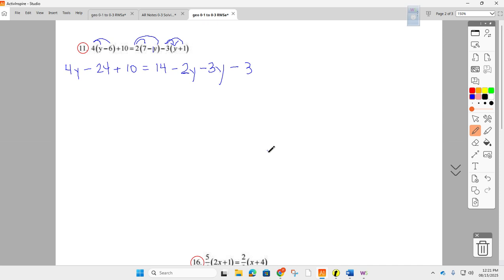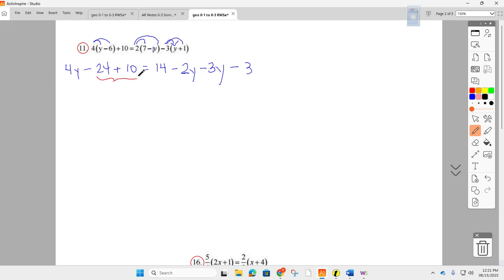Any questions? 4y minus 24 plus 10 equals 14 minus 2 minus 3y. All right, now we're checking that I didn't mess anything up there. Okay, so now can we combine anything on the left side?